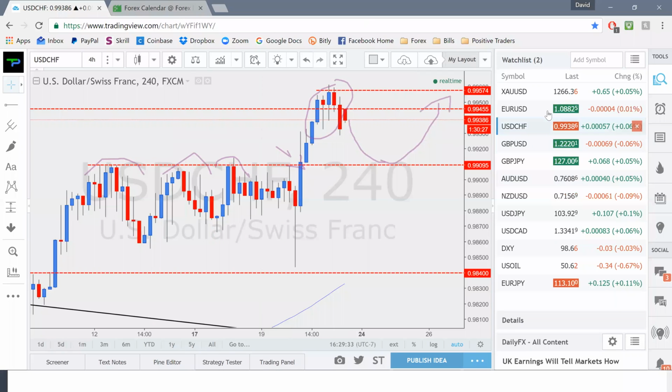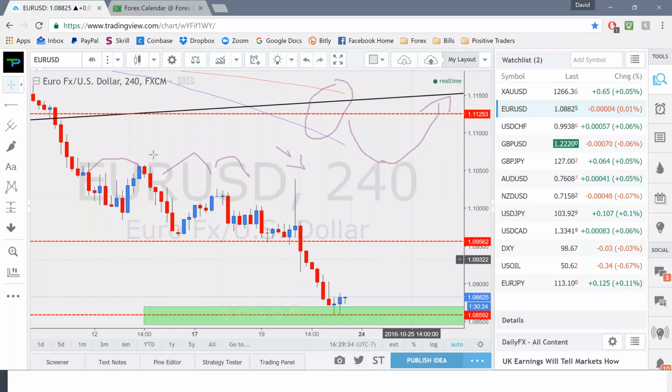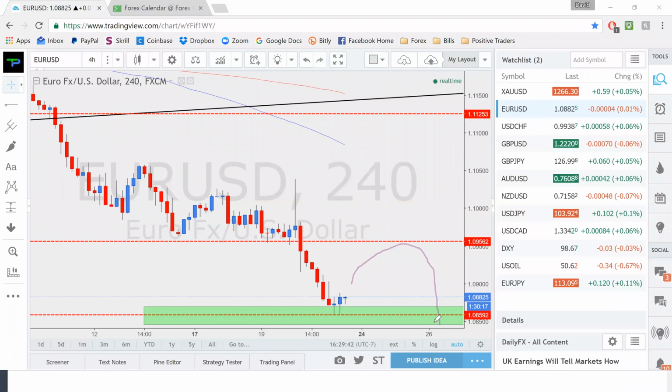Just like Euro USD, if the Euro USD was going to do the opposite, it could, if we were going to draw it on here, come back up and then fall back down, retracing some of Friday's moves.